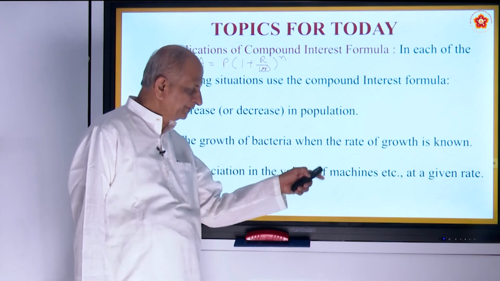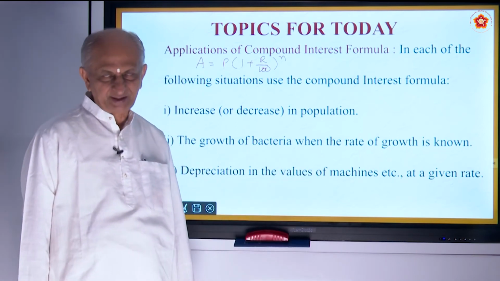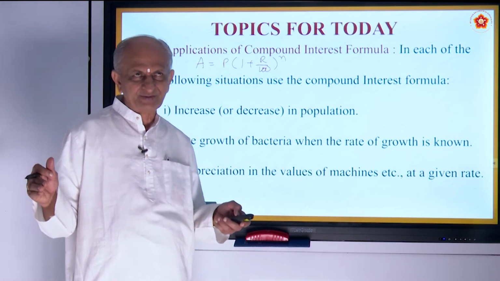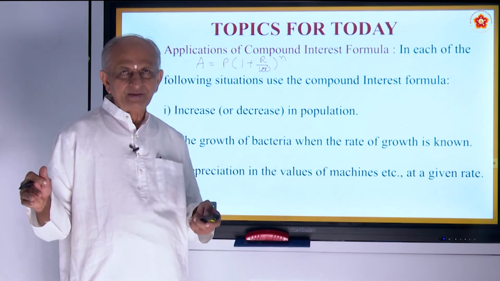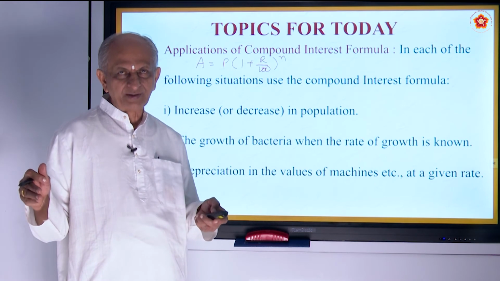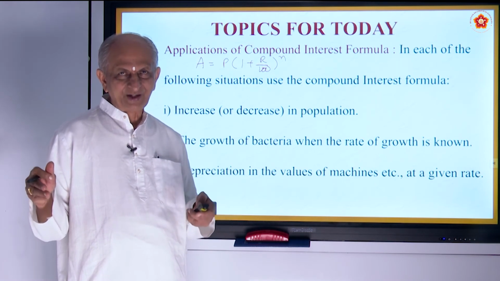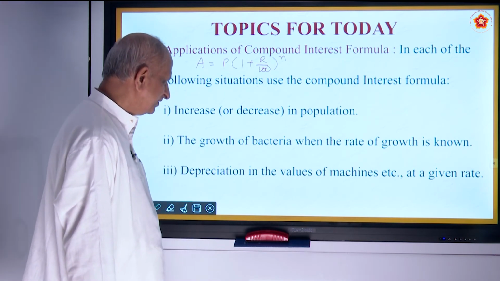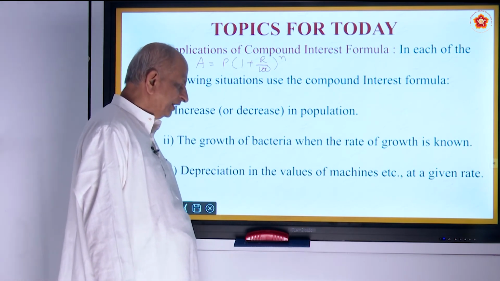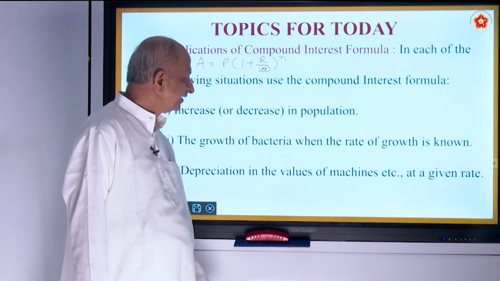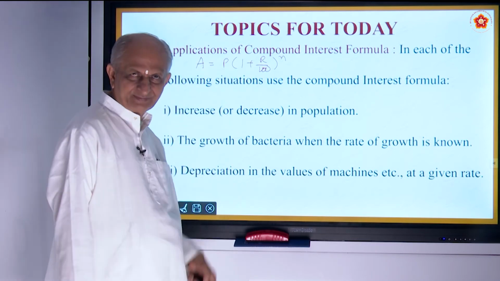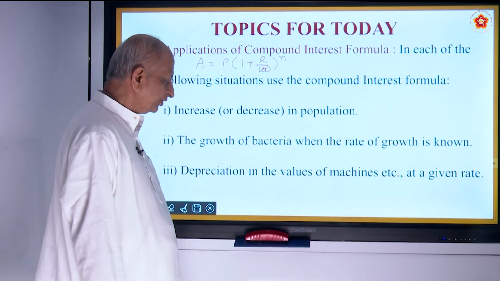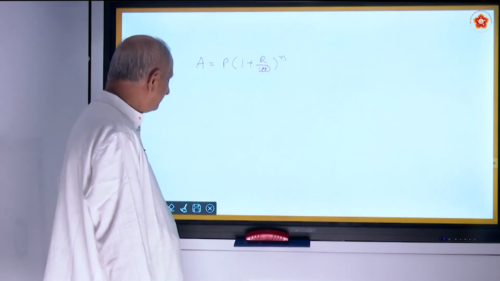Depreciation: the values of machines at a given rate. So any new item, any machine like a washing machine or tailoring machine or refrigerator, after some years, if you want to sell it, there will be what is called depreciation. Then in the formula you put a minus. Shall we see some examples for this? We will take one or two examples.